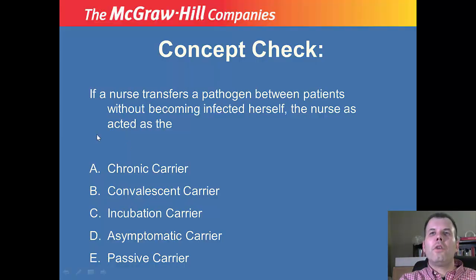All right. So if a nurse transfers a pathogen between patients without becoming infected herself, that nurse is acting as what kind of carrier? A chronic carrier, a convalescent carrier, an incubation carrier, an asymptomatic carrier, or a passive carrier? What kind of carrier is that nurse?